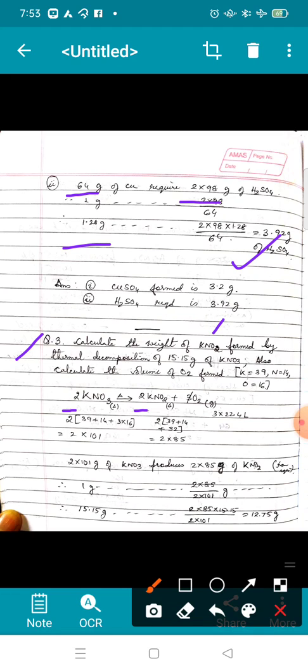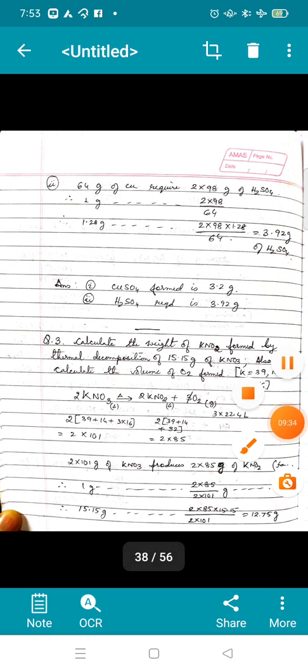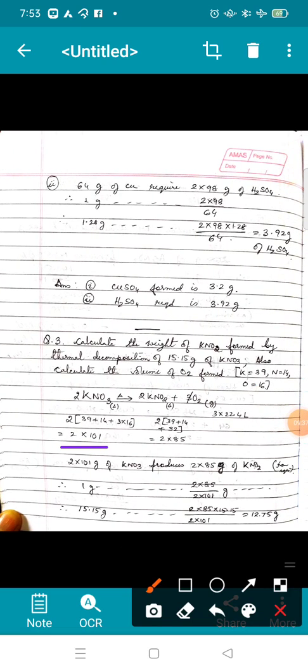Now the mass of KNO2 is to be found out, so you calculate the molar mass of KNO2. The mass of KNO3 is given, so you also calculate the molar mass of KNO3. Volume of oxygen is needed, so for volume you need not calculate the molar mass. Let us solve the first part. 2 into 101 gram of KNO3 gives you 2 into 85 gram of KNO2. This statement we write from the equation only. Therefore 1 gram will give you how much? And then the third statement comes from what is given in the question, 15.15 gram. So you get 12.75 gram.